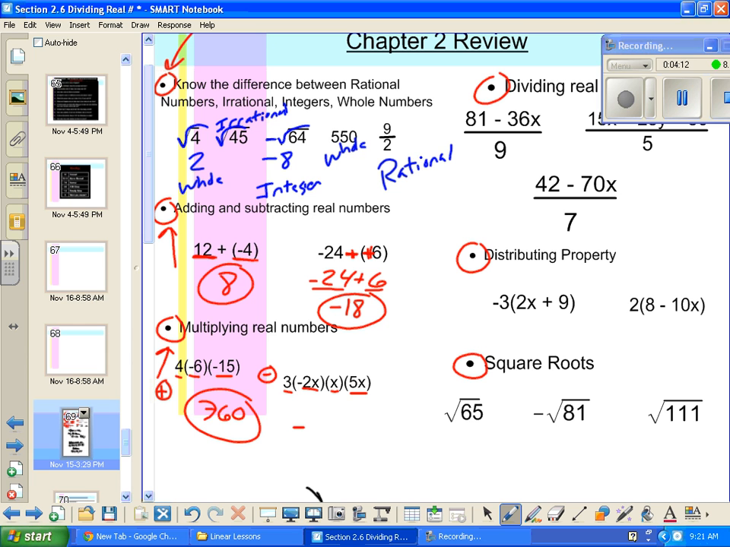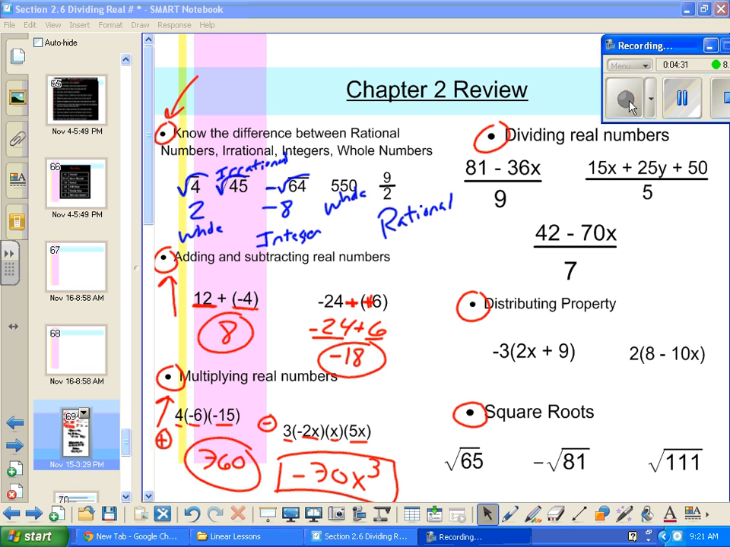3 times 2 gives me 6 times 5, which is 30. So it's negative 30, and then x times x times x again. The way we can write that we're going to multiply a number by itself 3 different times is x to the third power. So negative 30, x to the third.